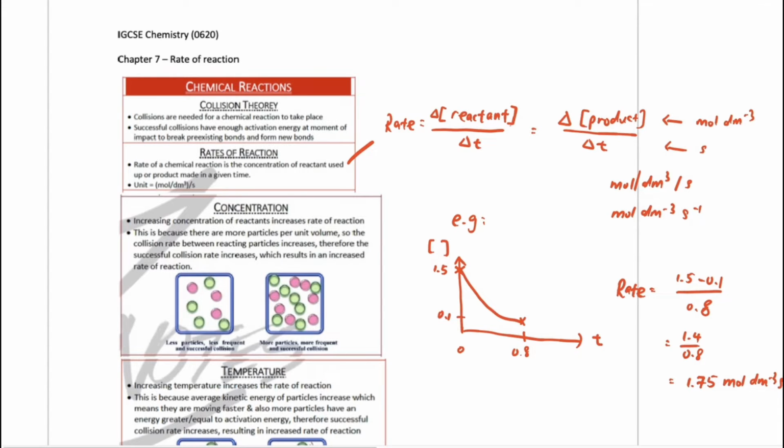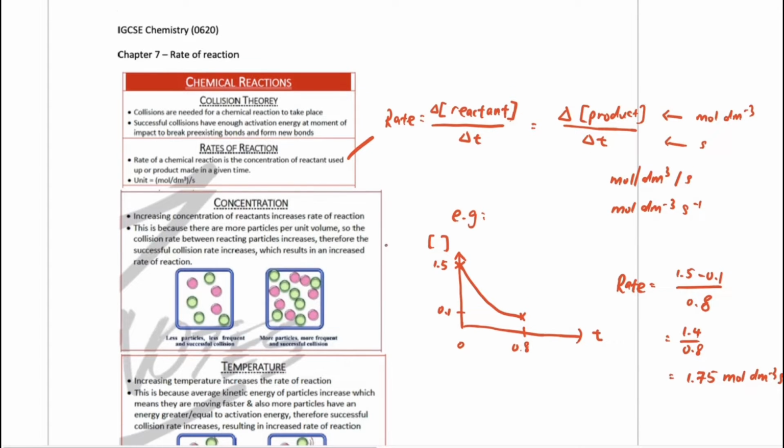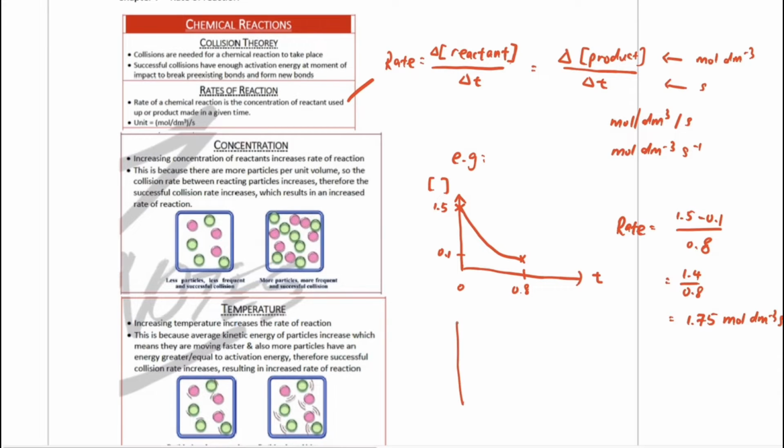Of course you can use change of concentration of products over change of time also to get the rate. We have to understand that for products, the graph is going up. Of course product is going up because initially they don't form product yet. Then during the chemical reaction, they form more and more products. So that's why this is 0, 0. And then let's say at this point, the concentration here is 1.0. The time here is after 20 seconds. Then you can find the rate also based on the graph of the products.